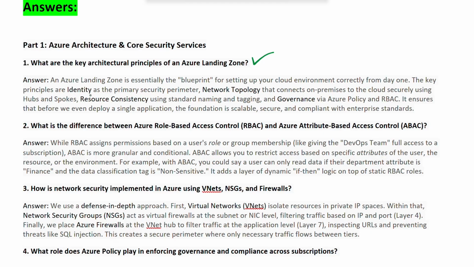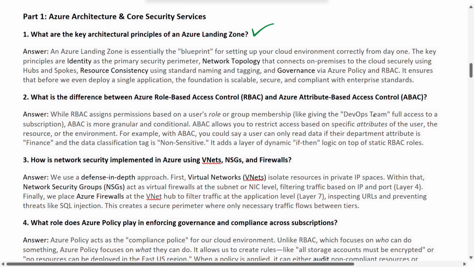The key principles are identity as the primary security perimeter, network topology, resource consistency by using standard naming and proper tagging, and governance via Azure Policy and role-based access control. Basically, it ensures that before we even deploy a single application, the environment is scalable, more secure, and compliant with the standards, and it supports the best enterprise standards.